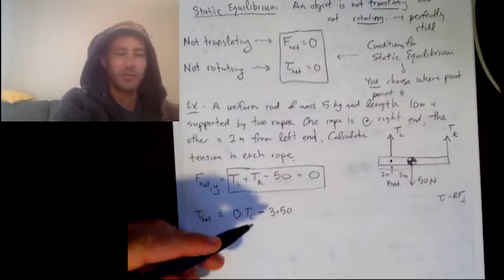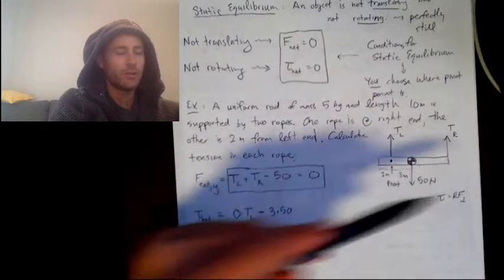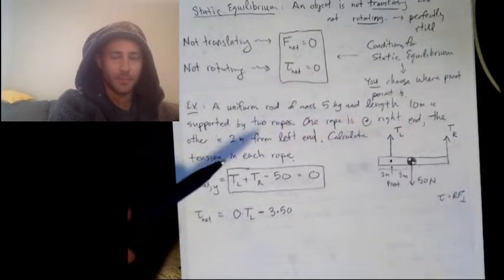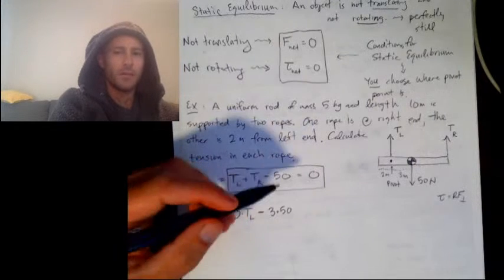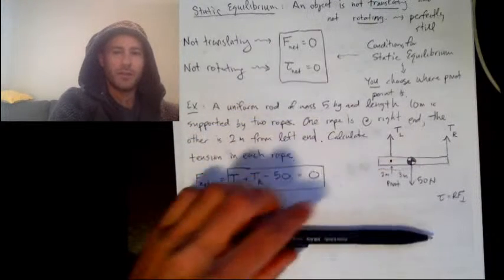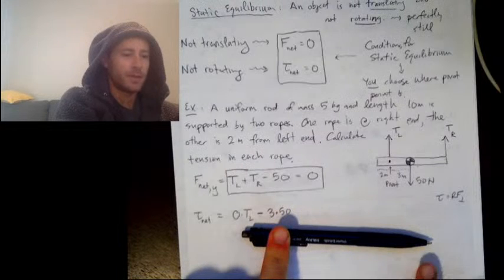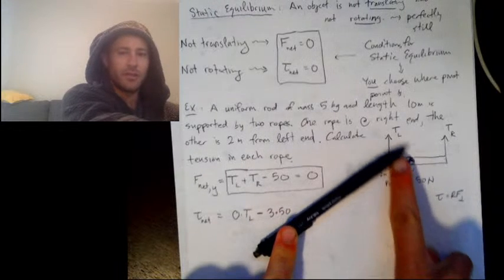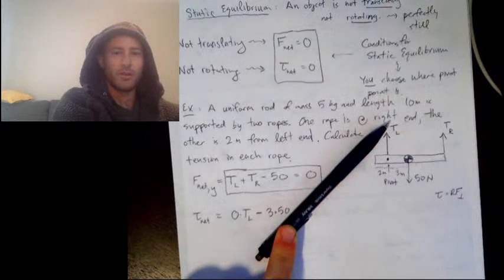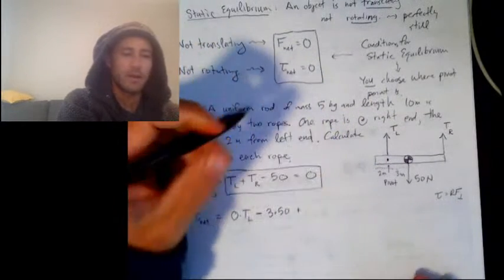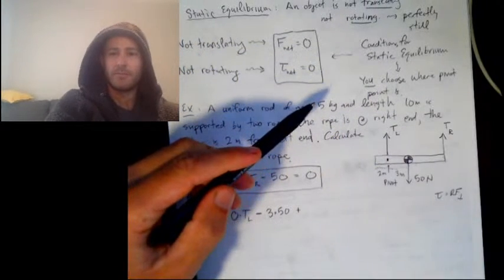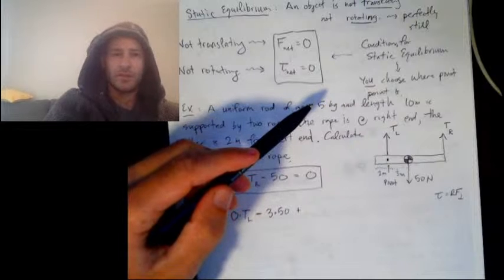Okay, so lastly, I have the torque due to the right rope. The right rope I can see is pushing up, and that makes the rod go in the counterclockwise sense, so that is a positive torque. And the answer that was typed into the chat is correct.